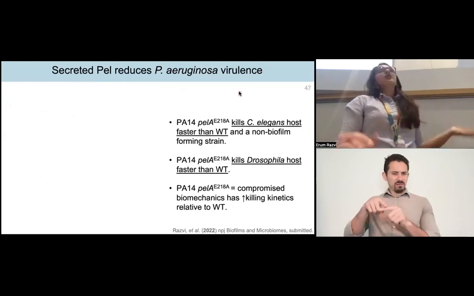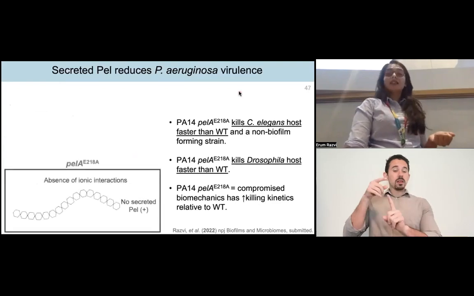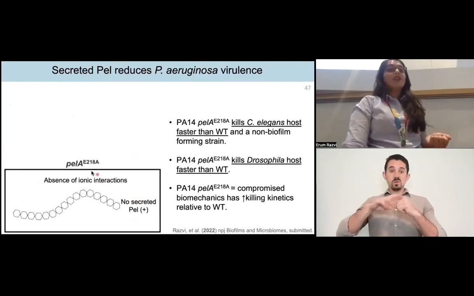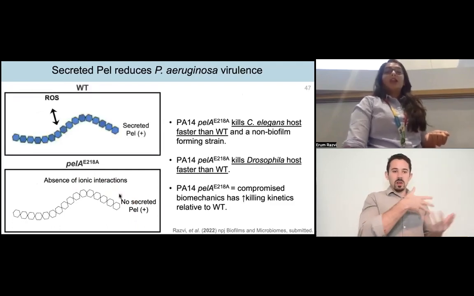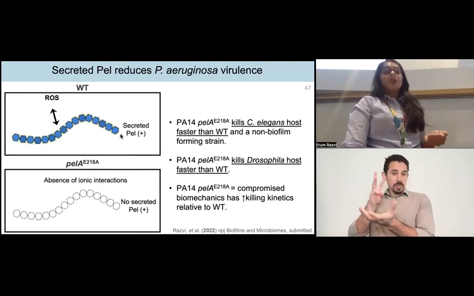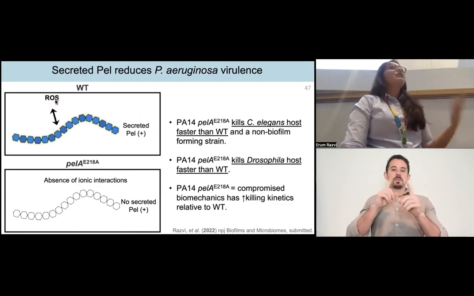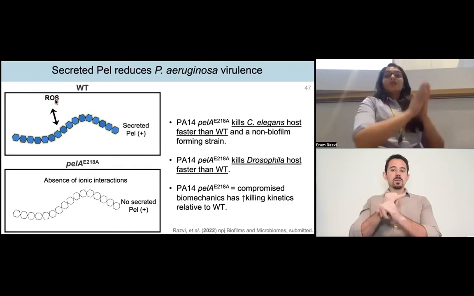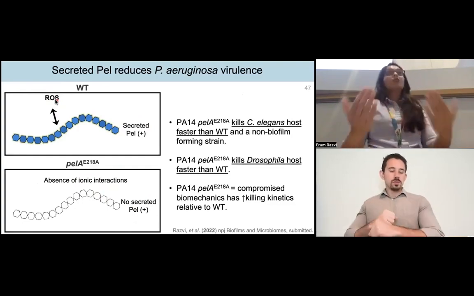So how could secreted Pel be beneficial to the host? We hypothesize that in a hydrolase mutant strain with no secreted Pel, there's an absence of ionic interactions. In the wild type where secreted Pel is present, we think it could sequester reactive oxygen species, or ROS, released by a host's immune response. The sequestration of ROS by secreted Pel could trap ROS and provide the host protection.